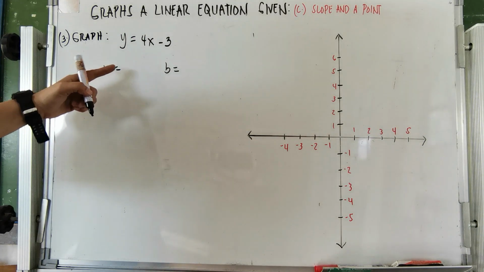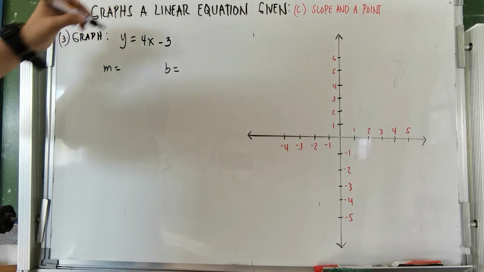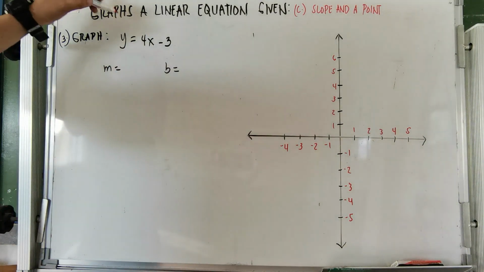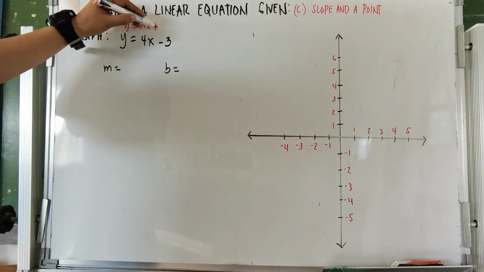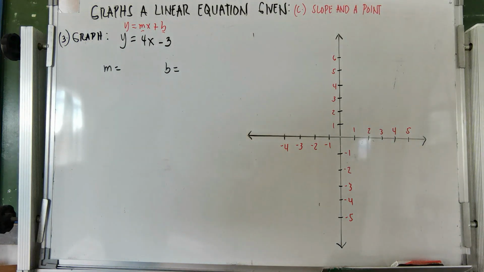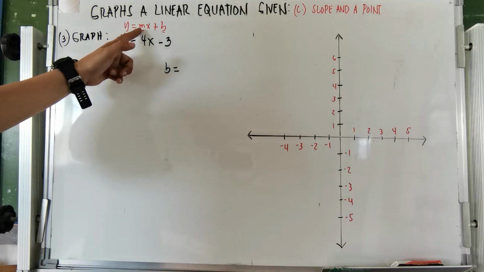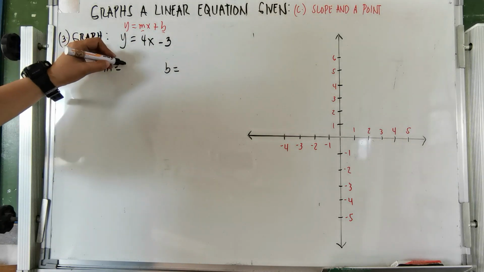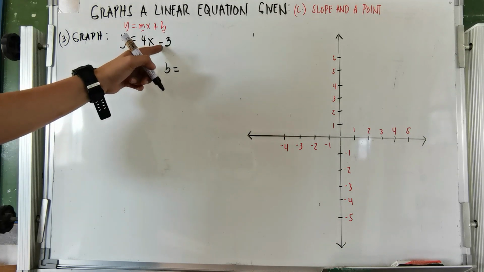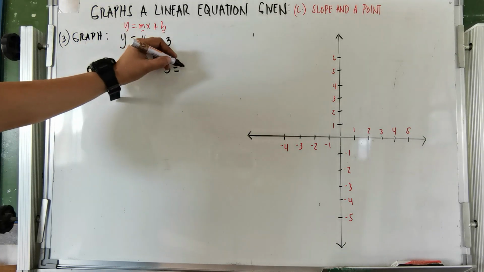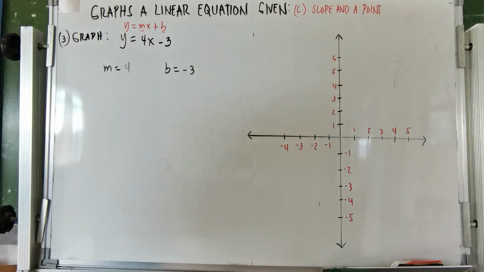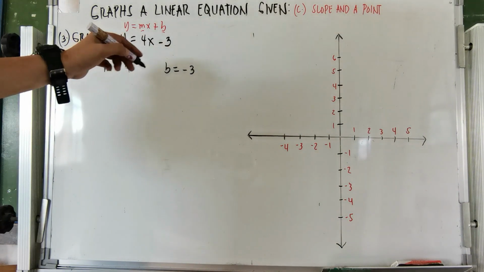Okay, so for this given, we all know that this is the slope-intercept form or the equation written in y is equal to mx plus b, where m is the slope and b is our y-intercept. Ibig sabihin, m, which is the coefficient of x, or 4, that is our slope. And b, yung ating constant sa dulo, or y-intercept, which is negative 3. Okay, so now, yan na yung gagamitin natin pagpa-plot.